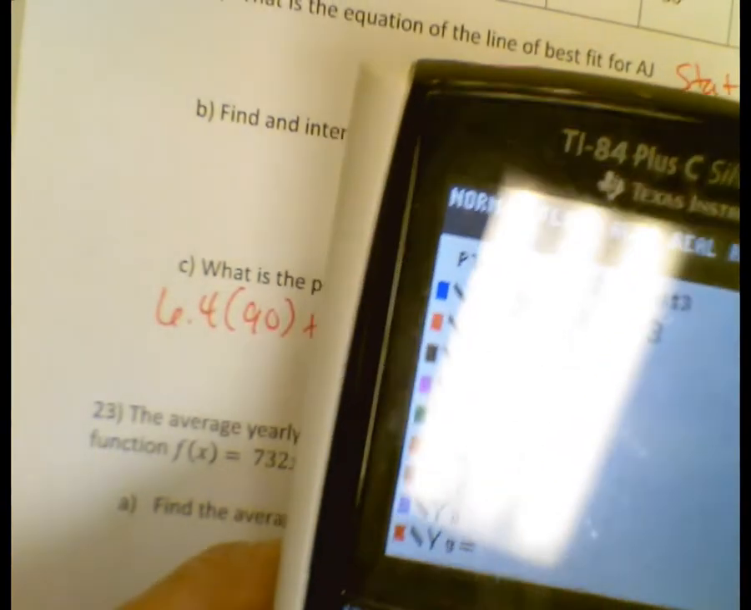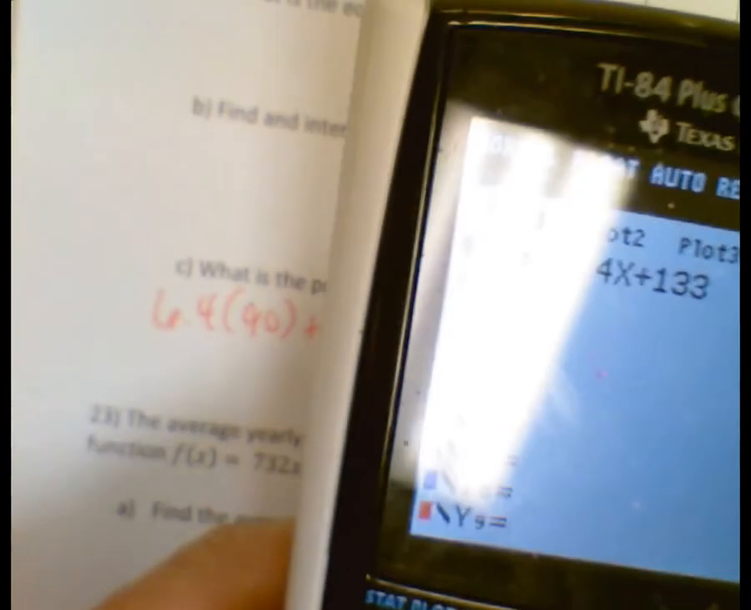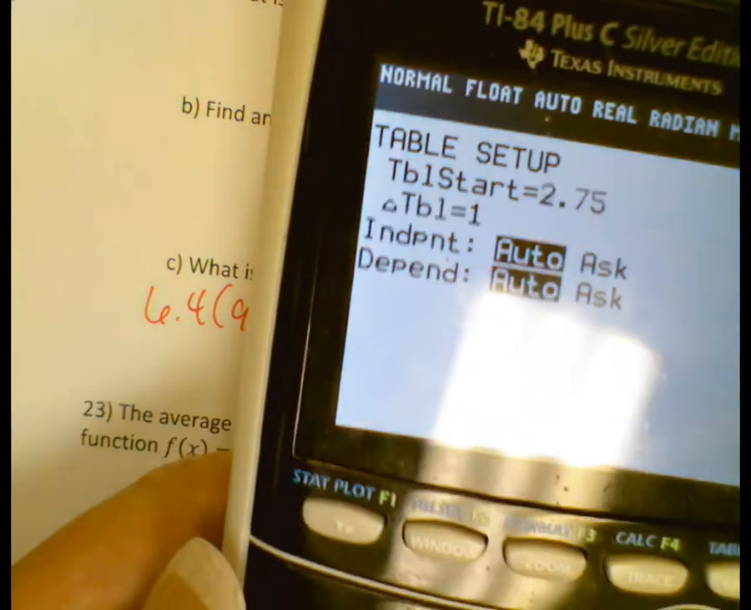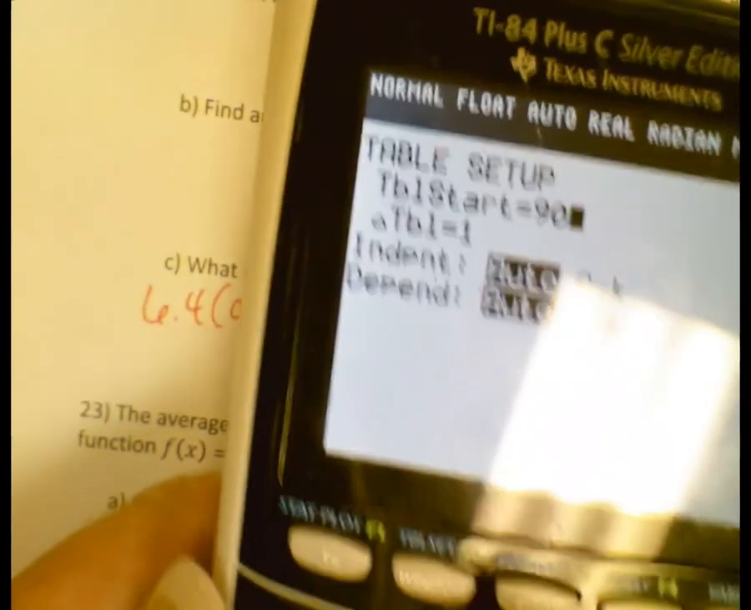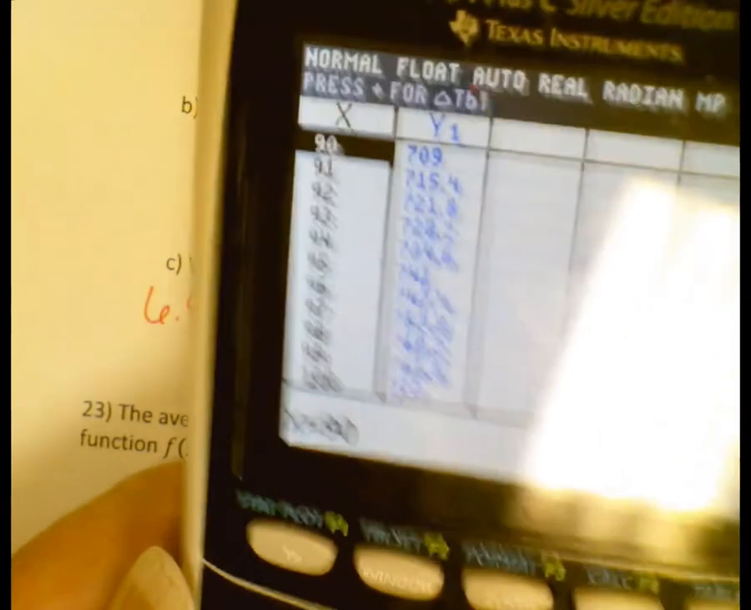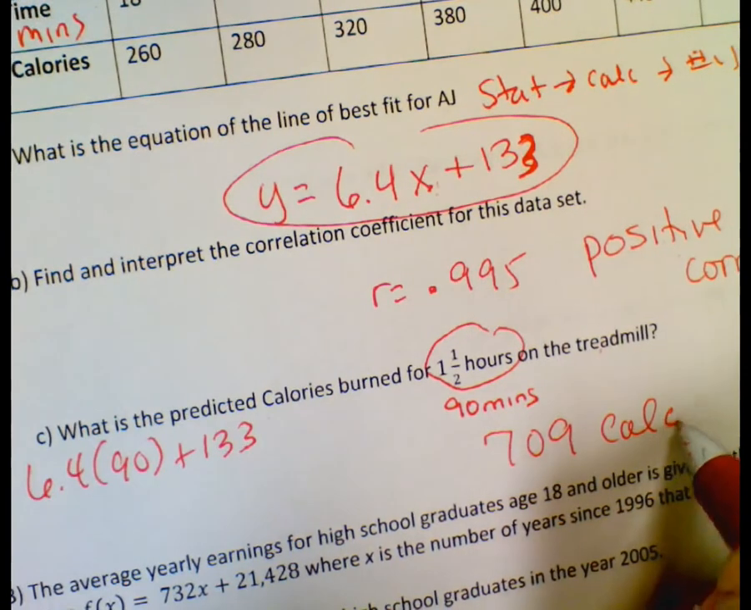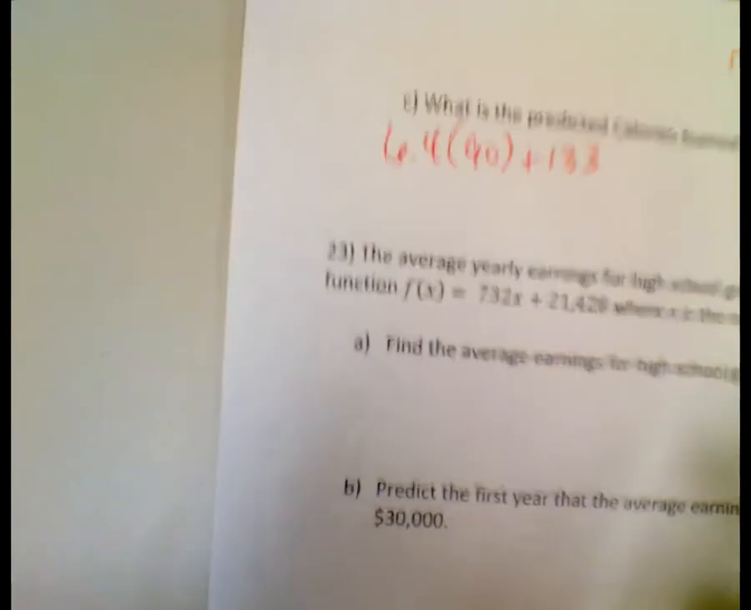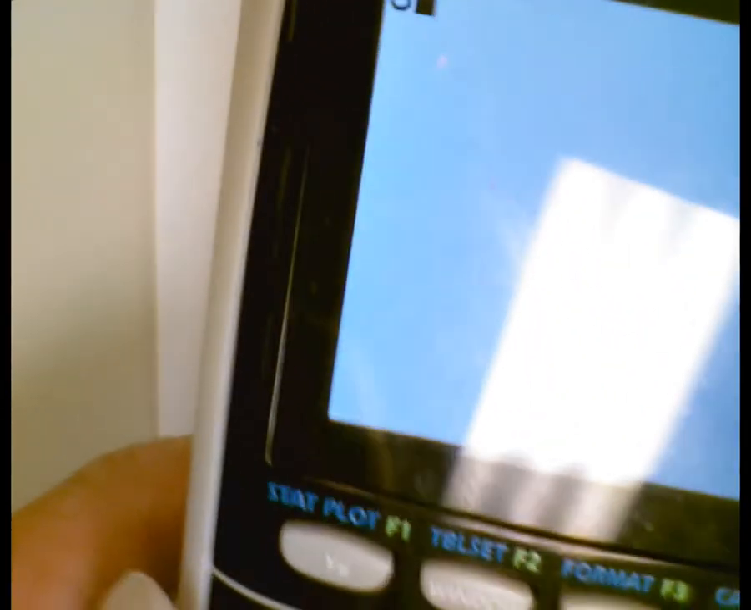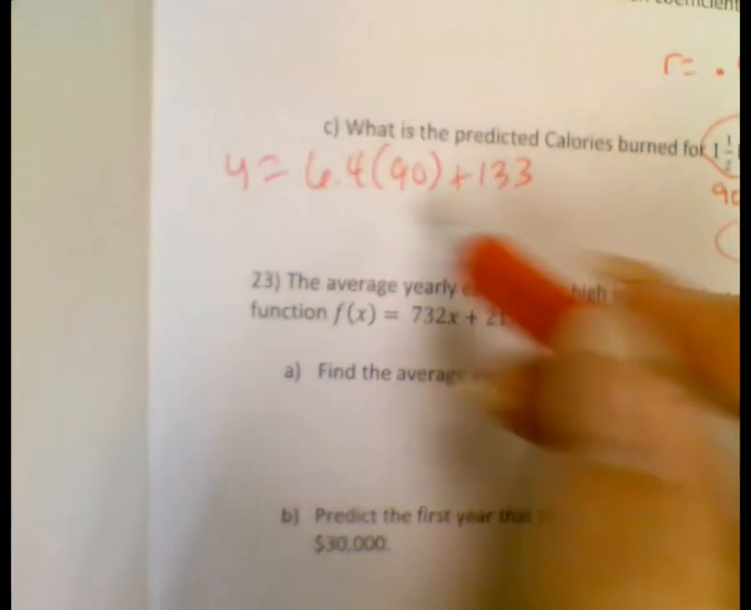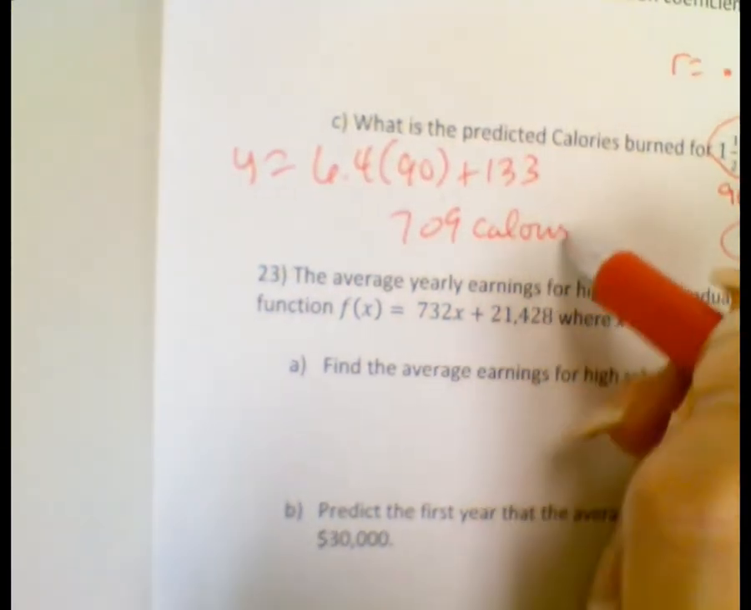Okay, and now we're going to press second window. We're going to set up our table. It says to predict 90 minutes, so put in 90 right here for table start, and then press second graph to see it. So your answer is 709 calories is how many you would burn. And that makes sense. If you don't like it like that, just punch it into the original. Clear this out. You could press 6.4 times 90, like I'm doing right there, plus 133, and you get 709 this way. Make sure you write calories because that's what you're solving for.